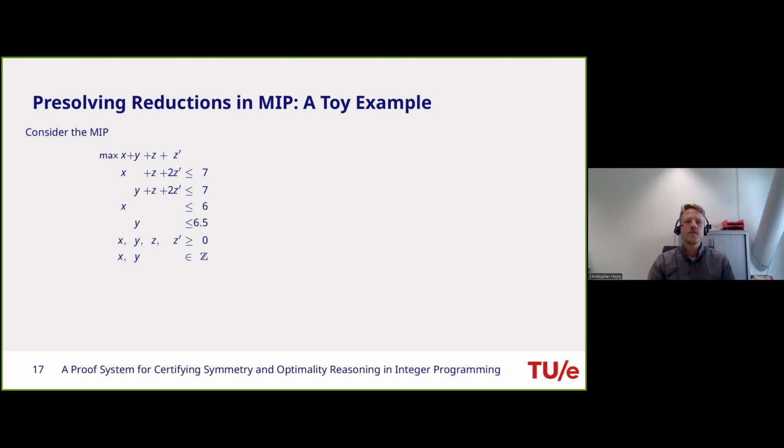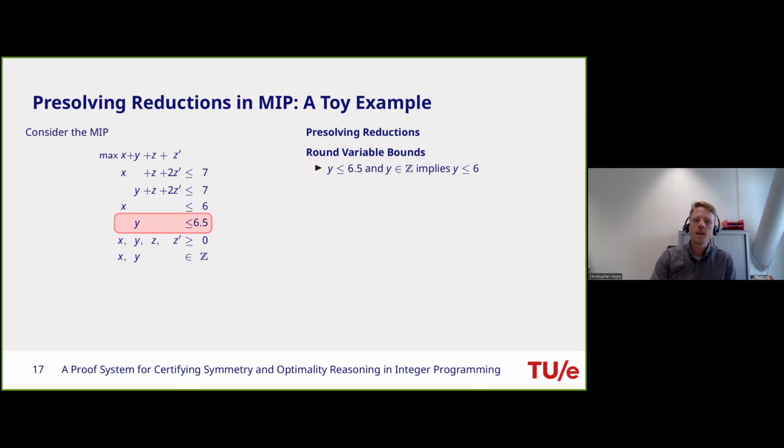And to illustrate this, I want to consider this toy example of a mixed integer program, which contains 4 variables, x, y, z, and z prime. z and z prime are continuous variables, whereas x and y are integer variables. And what happens actually in a mixed integer programming solver? It tries to simplify this problem because it's maybe too complicated, it has too many variables, and maybe there exist very cheap steps that we can execute to make the problem easier to solve such that we save a lot of time in branch and bound.